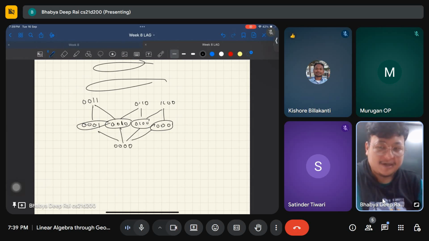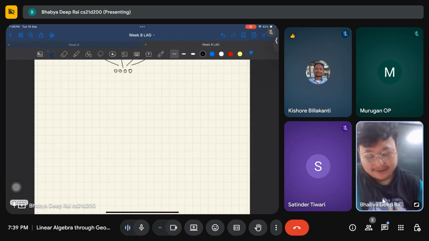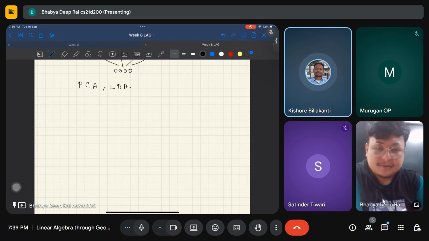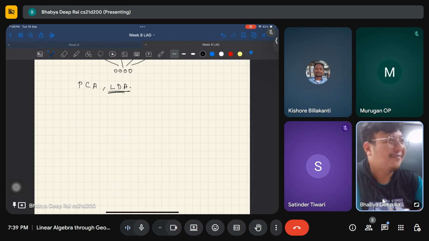Another application, which I don't really work in, is used in data science. You've heard of PCA, LDA, and so on, right? Have you heard of that? PCA, of course, we have done, but not LDA. LDA is also, I forgot, low dimensional approximation. It works in a similar fashion. But what is the idea?